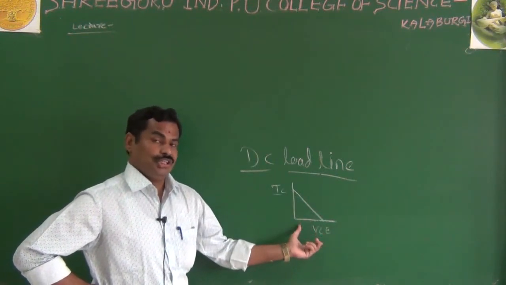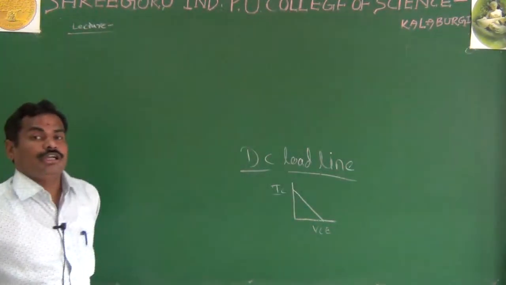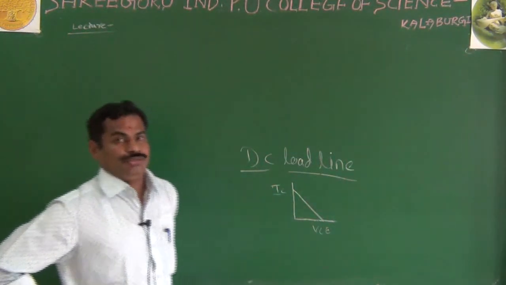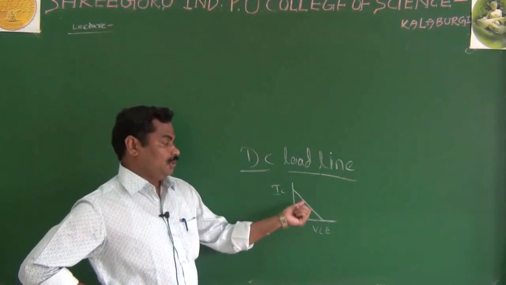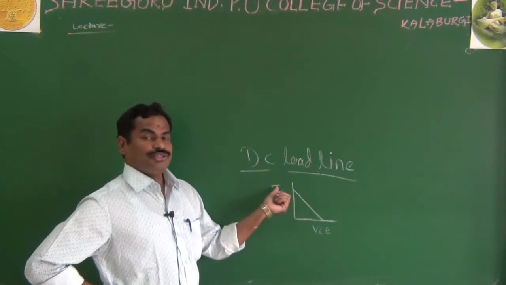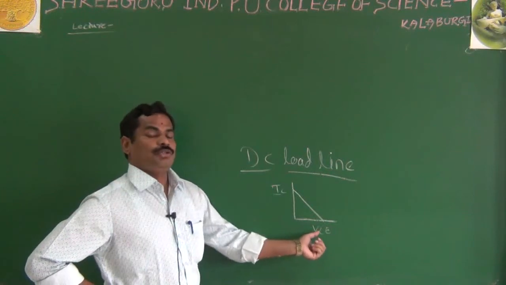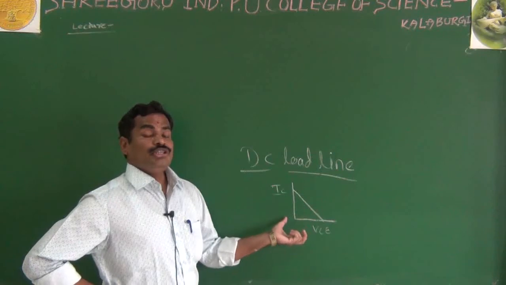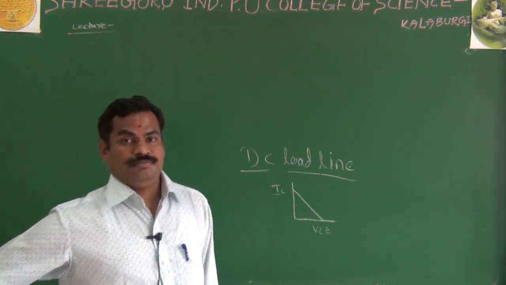As I said in the last class, what is the meaning of zero signal conditions? It means we are not applying any input voltage. So the DC load line is nothing but a line drawn on the output characteristics of the CE configuration. It will give the different values of the output voltage corresponding to different output current with zero signal conditions. It is nothing but your DC load line.